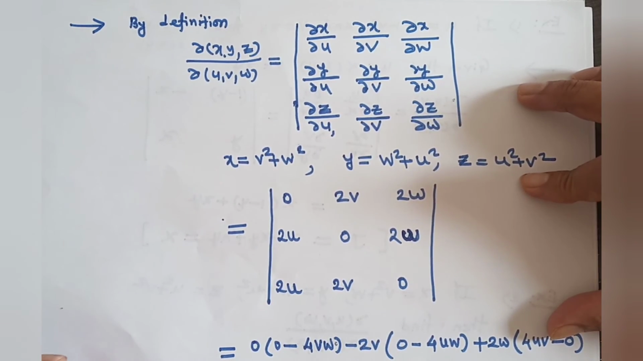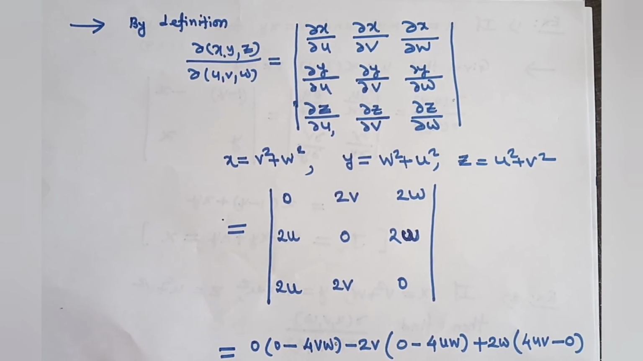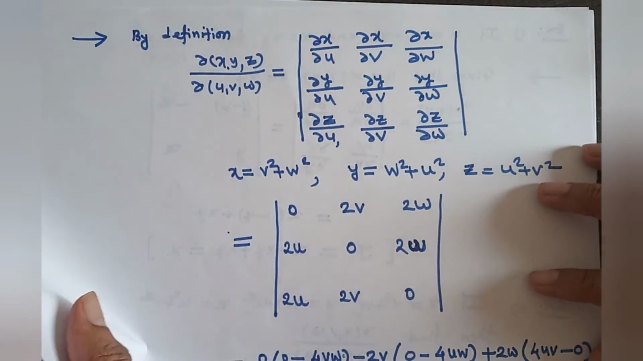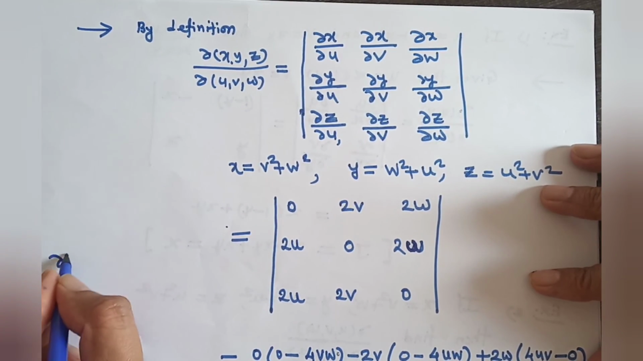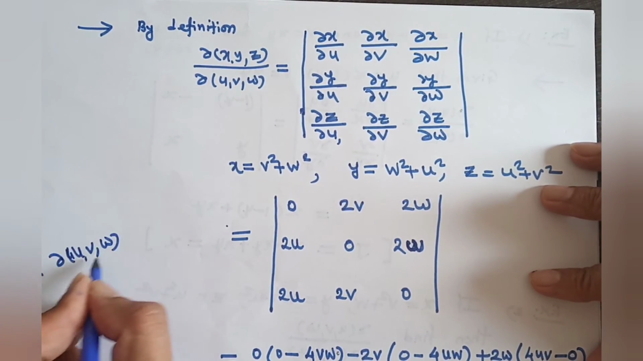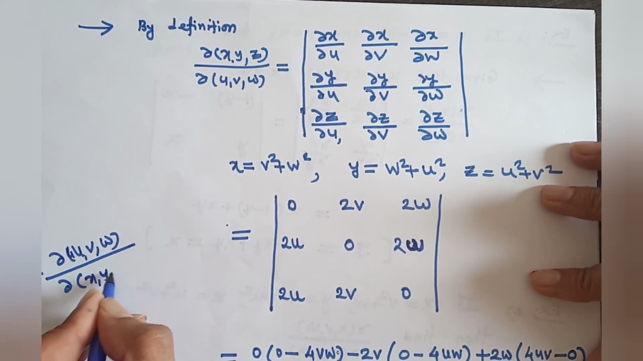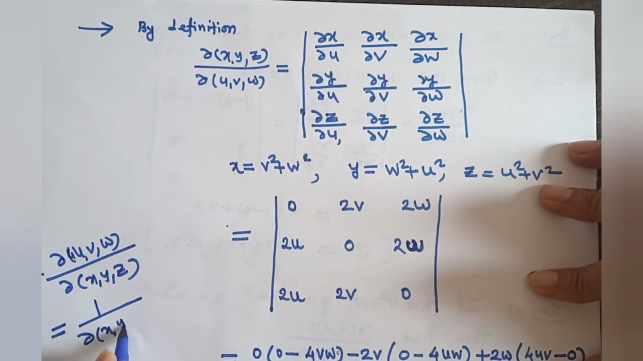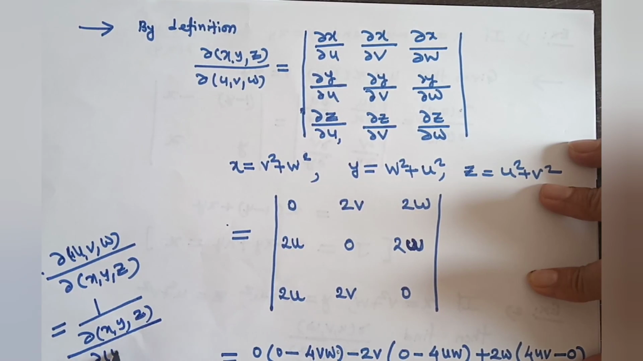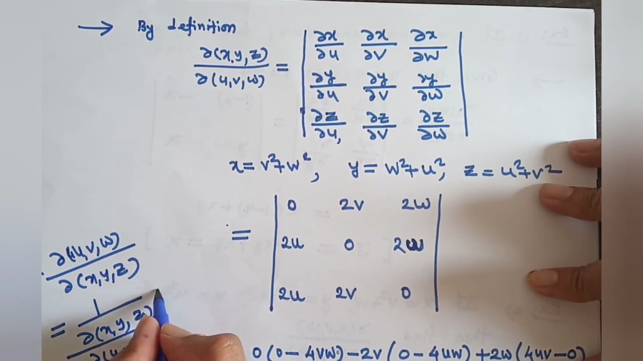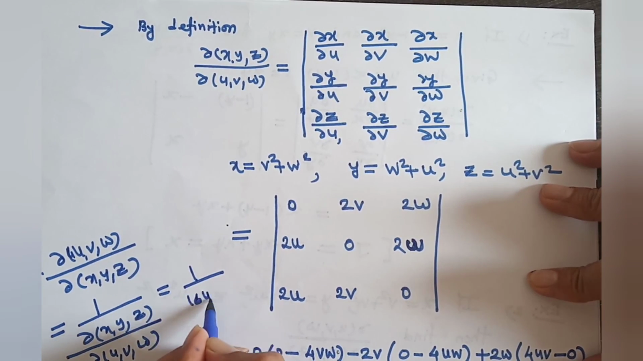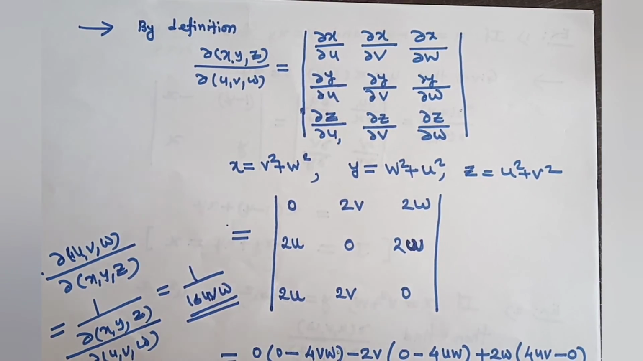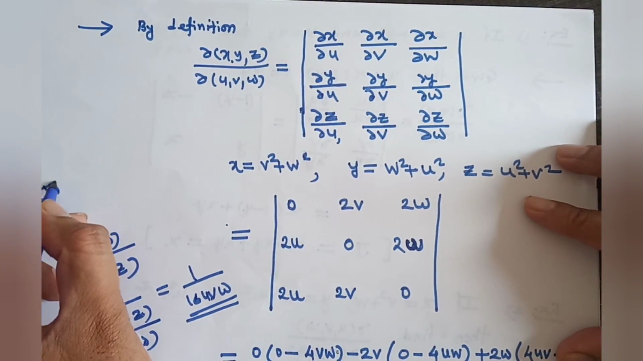Therefore, the Jacobian of u, v, w with respect to x, y, z is equal to what? How can we write this? It is 1 upon the Jacobian of x, y, z with respect to u, v, w, and this is equal to 1 upon 16uvw, and this is the answer. So here we can use the property J into J dash equal to 1.